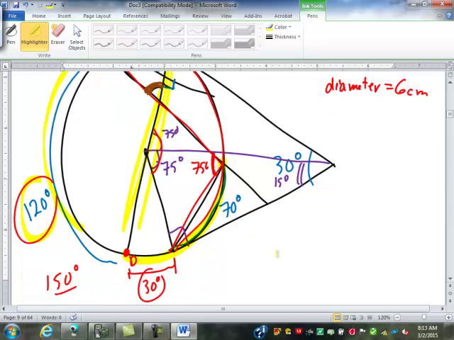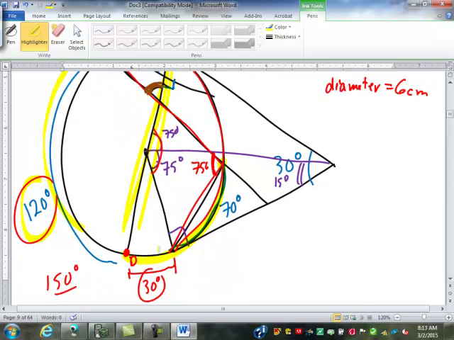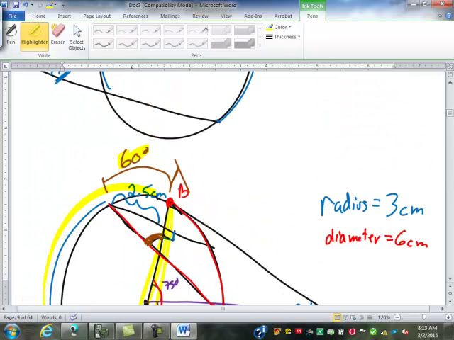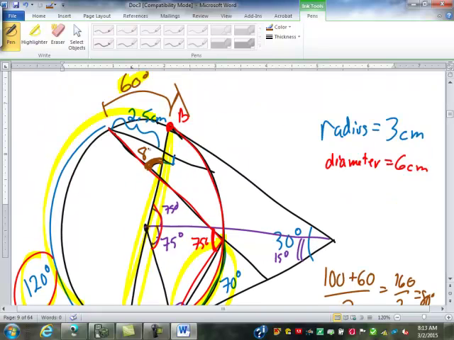If that's 60, do we know this arc from here to here? No. We know this part's 30. Do we know this piece? Well, the 70 degrees, though, is... Okay, yep, 70 degrees is its arc. Okay, so that's 100, and this is 60. So 100 plus 60 divided by 2 for the central angle, remember? So that's 160 divided by 2 equals 80 degrees. So that is 80 degrees. See, we're moving right along.